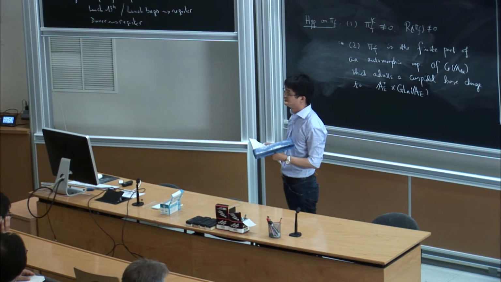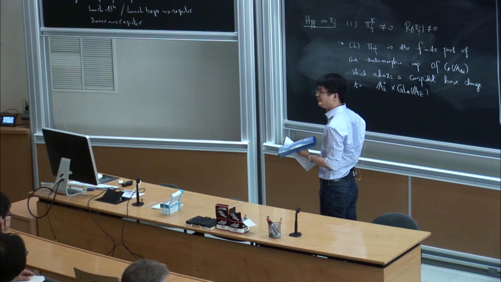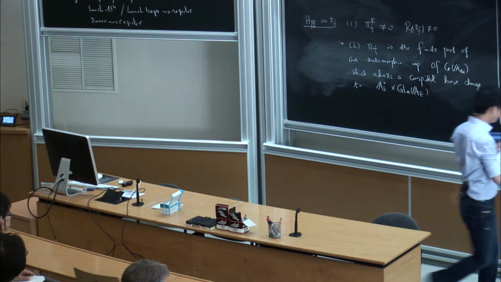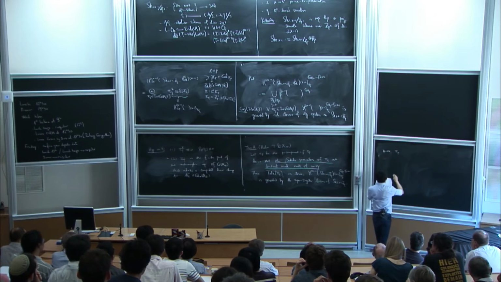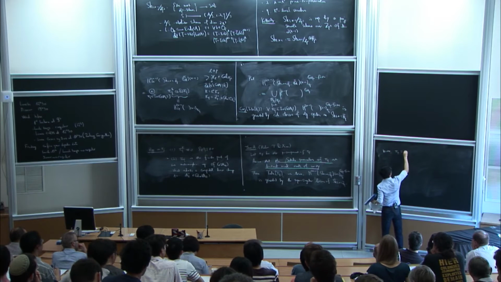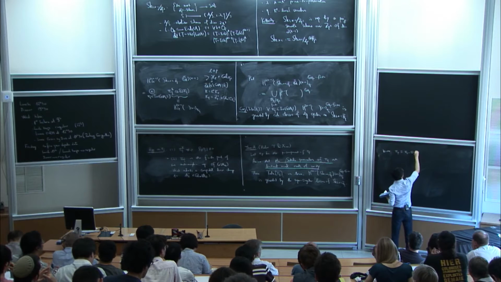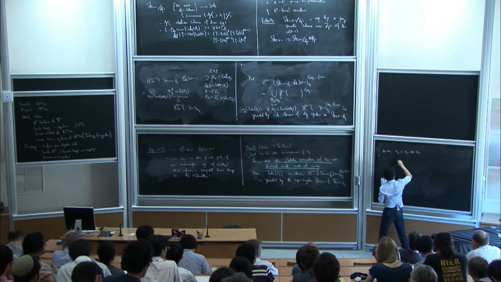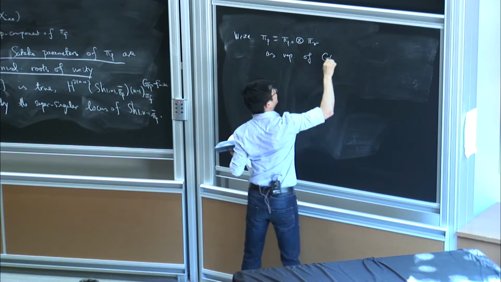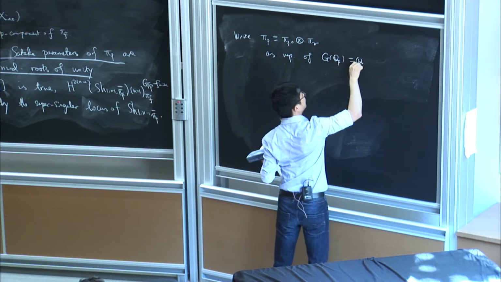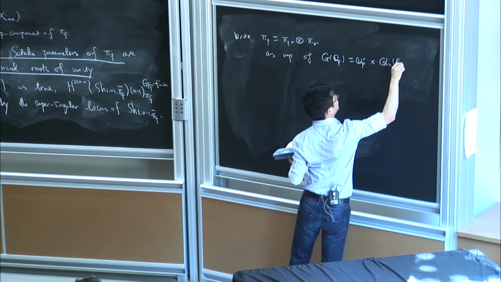No semi-simplicity is used under this assumption. Okay, so you will see why, because this assumption will exclude. So let's write pi p as pi p0 times pi v as a representation of GL_n(Q_p), it's just Q_p star times GL_n(E_v).